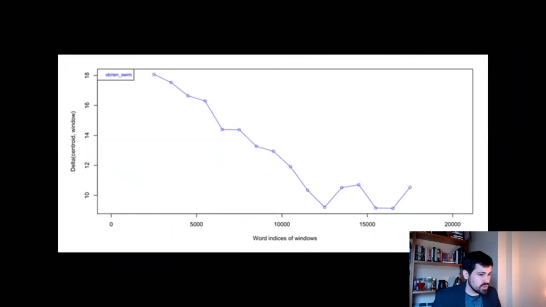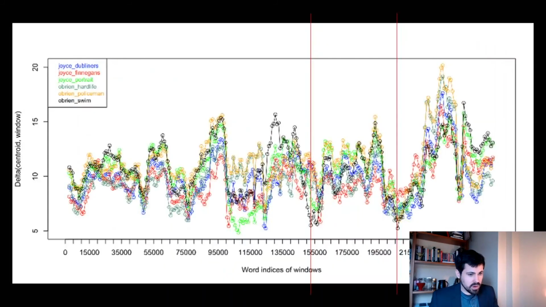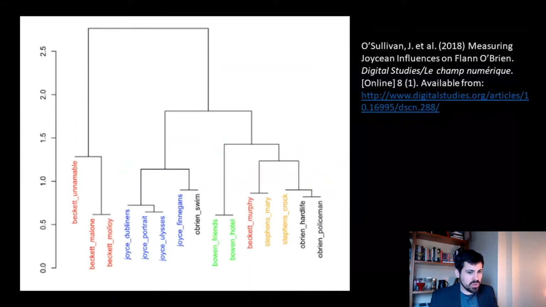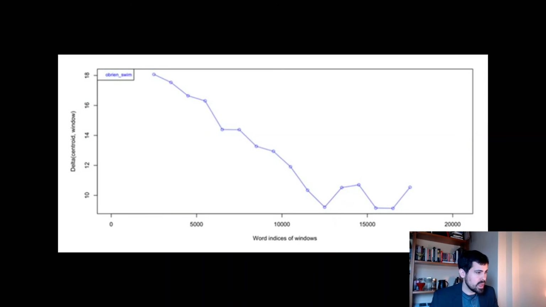Well, there are a few reasons, one of which is parody. And again, you can go read this paper. It's open access in Digital Studies. It's called Measuring Joycean Influences on Flann O'Brien. But as I said, parody is one of the reasons. Our rolling delta analysis demonstrates that there are significant similarities between the style of At Swim Two Birds and the Oxen of the Sun and the Eumaeus episodes in Ulysses.